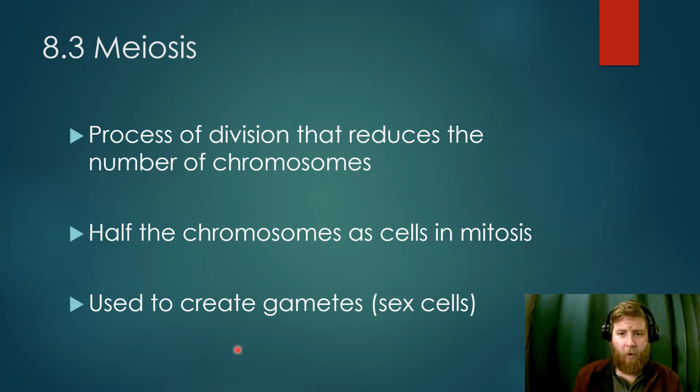The whole point of meiosis is to divide the cell in a way that reduces the number of chromosomes by half. So in humans, we start out with 46 chromosomes. By the end of meiosis, we're going to have cells that have 23 chromosomes. And this is used to create the gametes, or the sex cells, egg and sperm.